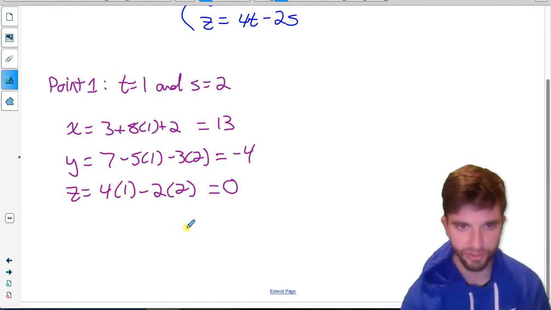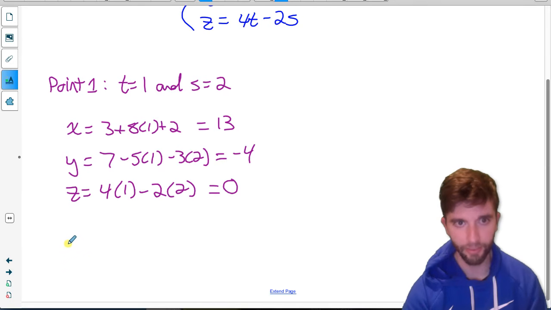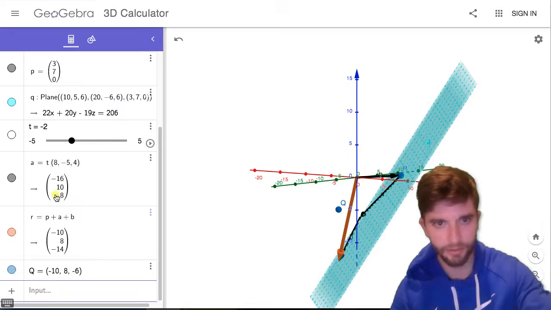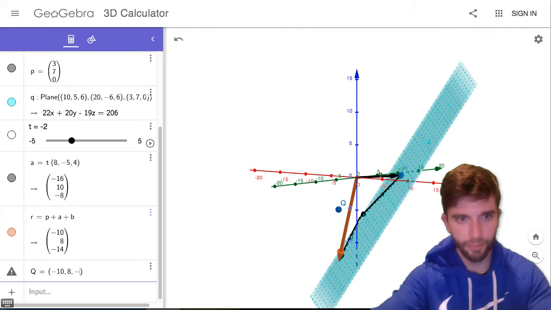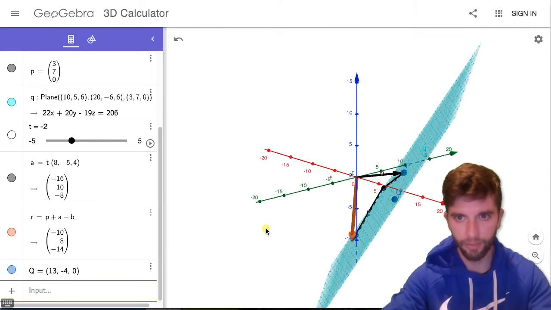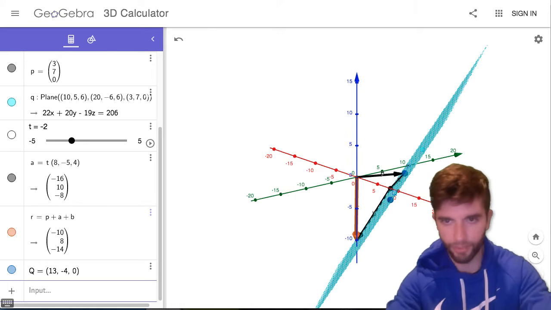Since we know the resultant vector has its tip at a point on the plane, we could say that the point 13, negative 4, 0 is on the plane. Let's just verify that in GeoGebra. Let me change this point down here, point Q that wasn't on the plane. Let's change this to 13, negative 4, 0, and see if that's on the plane. Yes, that point right there is clearly on the plane. So we found one point that's on the plane.